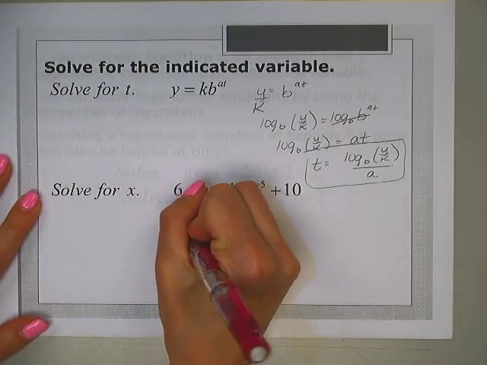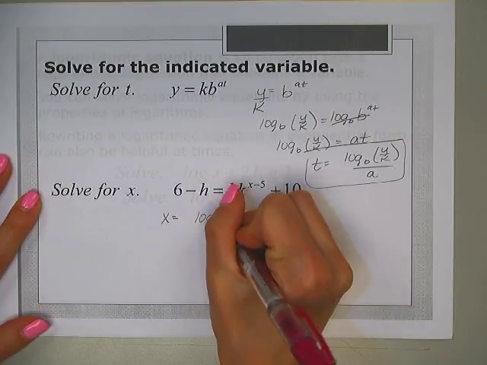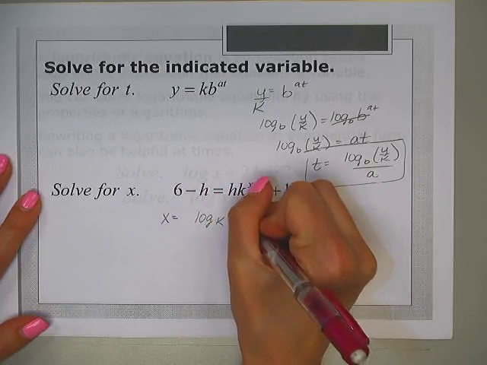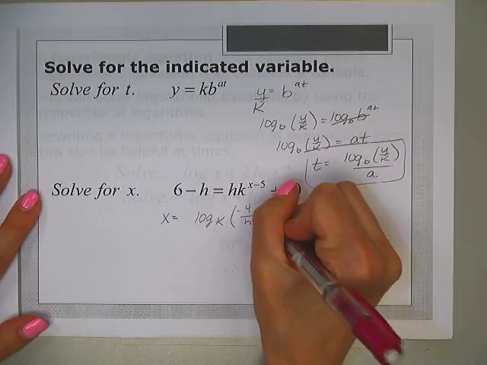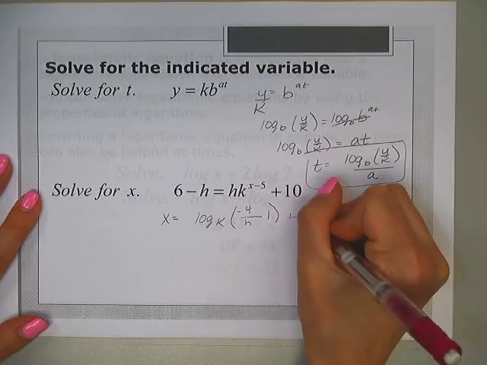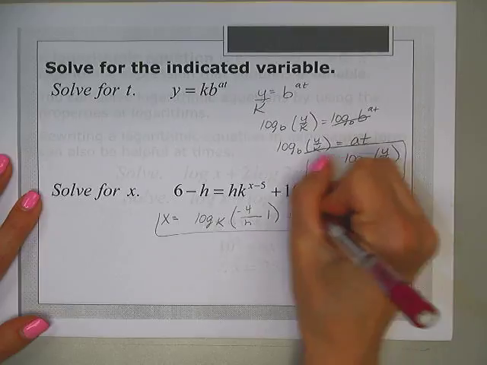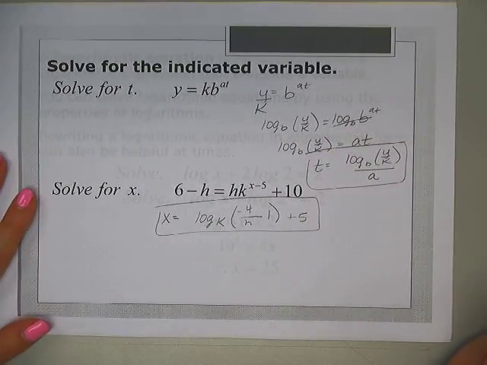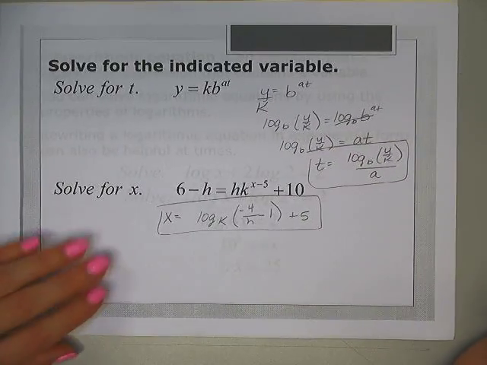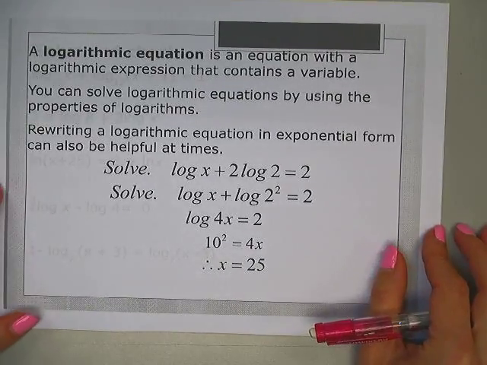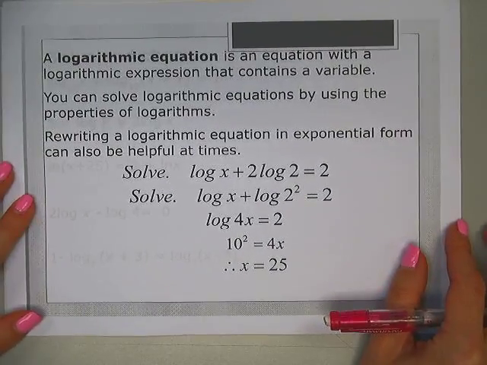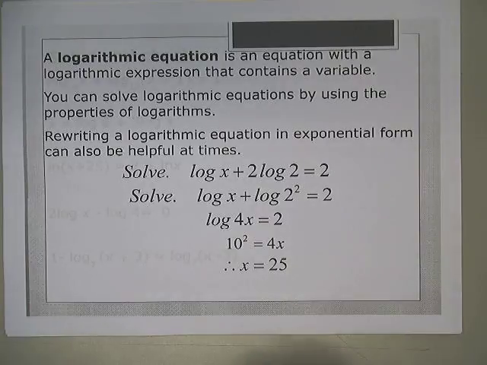Try to solve the second equation for x. I'll give you a minute. Pause the video. When you solve the second equation for x, you'll find that x comes out to be log base k of quantity -4 over h, minus 1, plus 5. That's as simplified as we can get with that one. Let's continue.